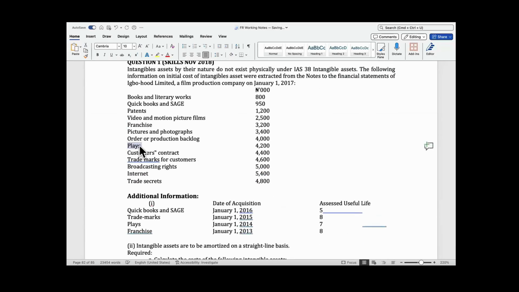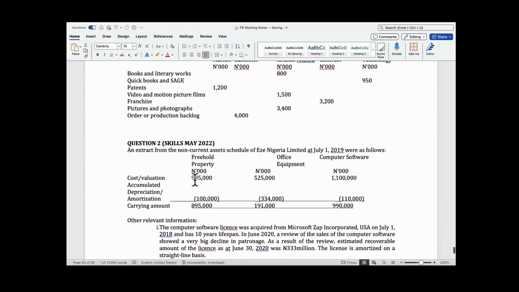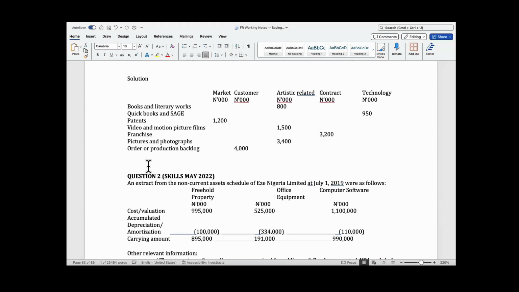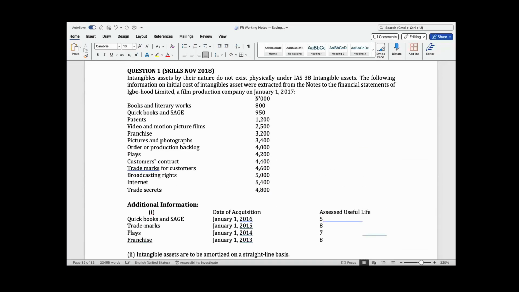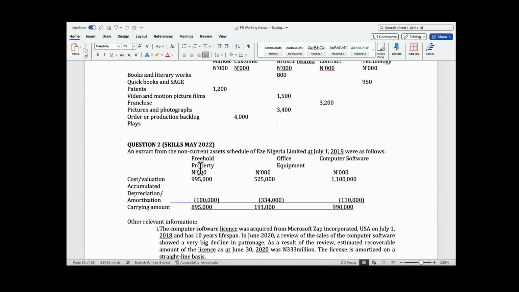What about place? Artistic. Market. Artistic related. Artistic, sir. Is it artistic for two?